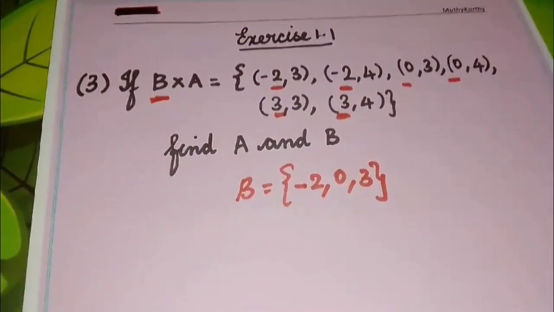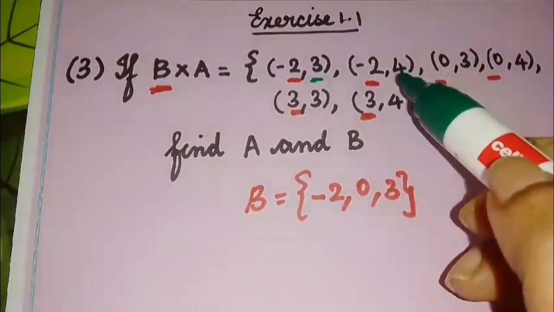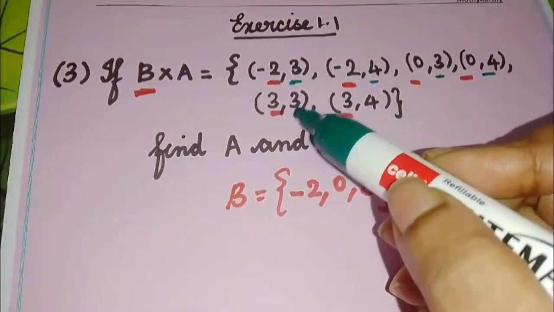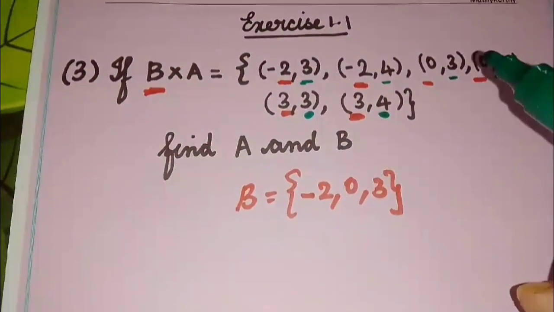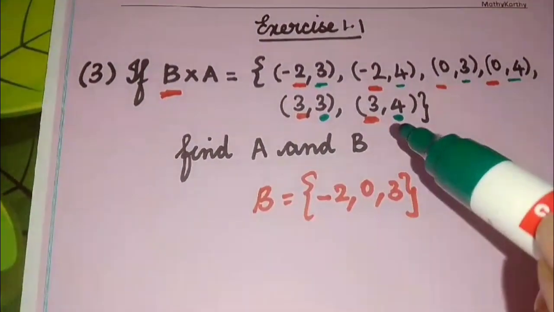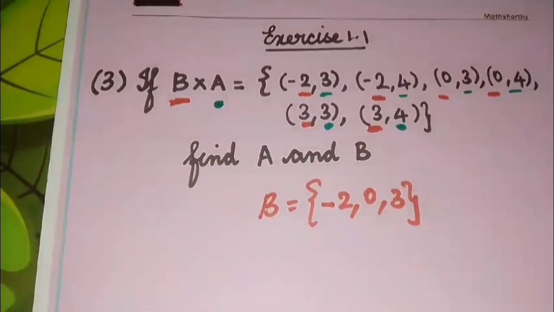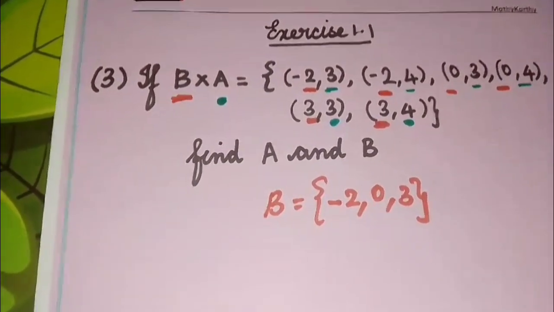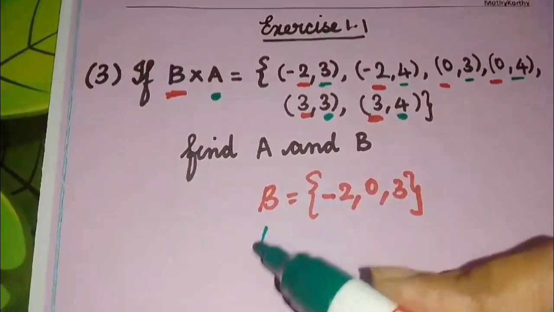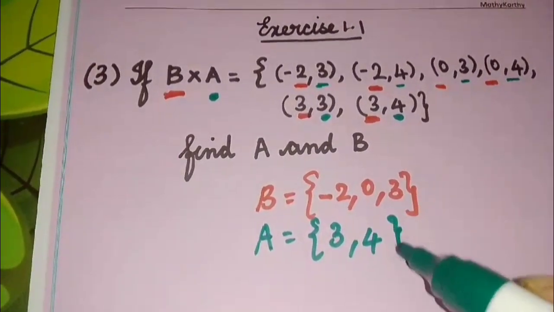Okay. Now we'll go to the second element of our ordered pairs. What is the second element here? 3, 4. Okay. So the second element is nothing but 3 and 4 for all these ordered pairs. So what is the second set which is taken into account here? The second set is A. So we have to be careful whether it's B cross A or A cross B and write accordingly. So our set A will be nothing but 3 and 4. So this is our answer.